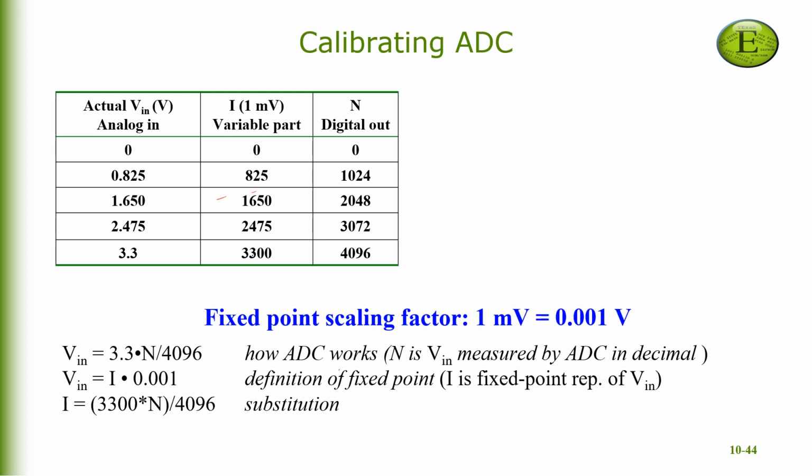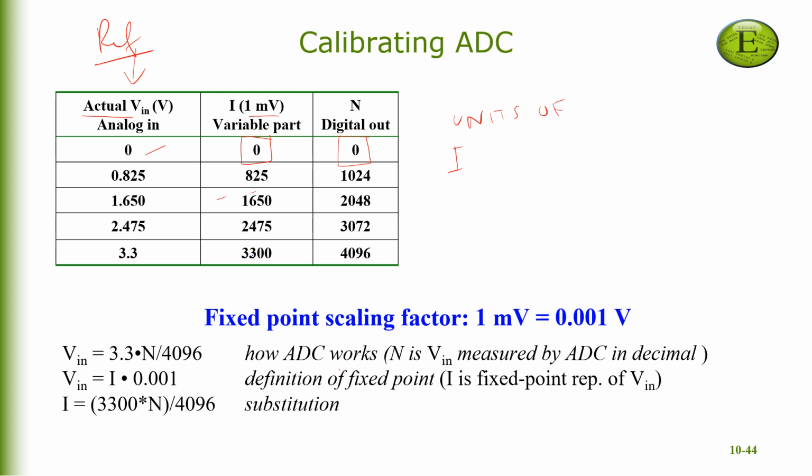When we are doing the calibration, we input a known voltage. So this first column contains the actual voltage that we know has been inputted. This is like a reference. And then for each inputted reference voltage, we measure I and n. Now remember, I is the value of voltage in millivolts. So the units of I are in millivolts.